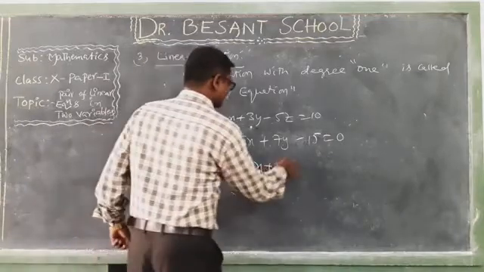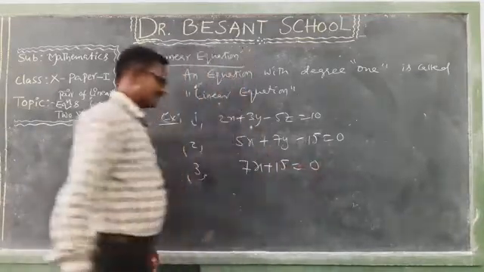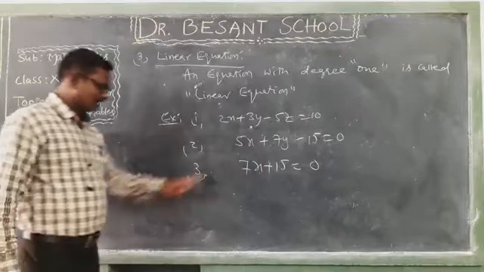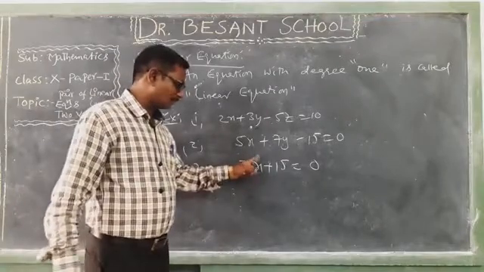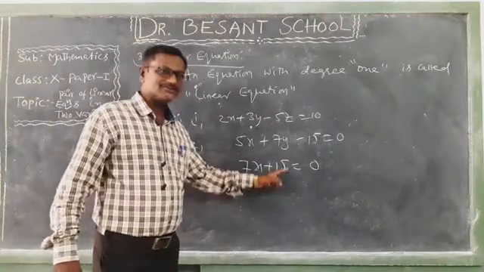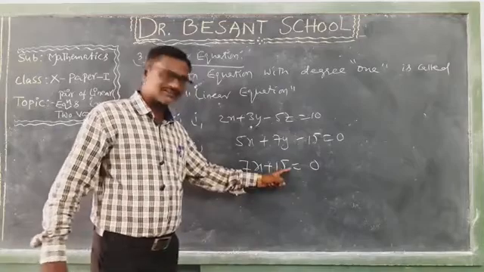Come to this example. 7x + 15 = 0. What is the degree of the first term? 1. What is the degree of the second term? 0. What is the degree of this equation?